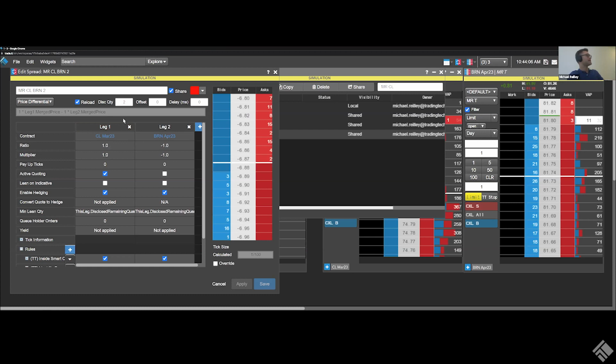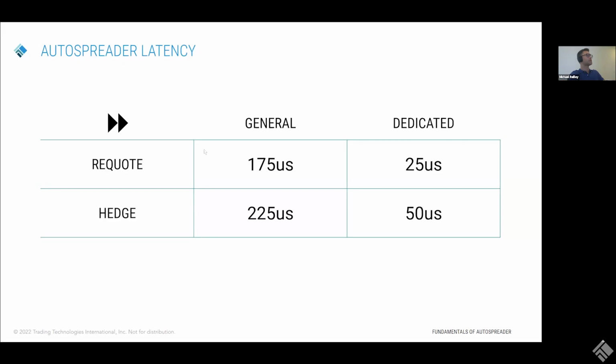That is a general server that we offer to all the clients that are on TT Pro and using Autospreader. We just wanted to note here that these are the general times that we have for both quoting and hedge orders. Obviously, if there is a dedicated server that we're able to facilitate for you, the times can be much improved there. If that is something you are looking to consider, certainly let us know, and we can connect you with people that can facilitate that for you.